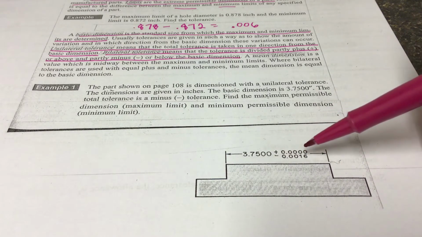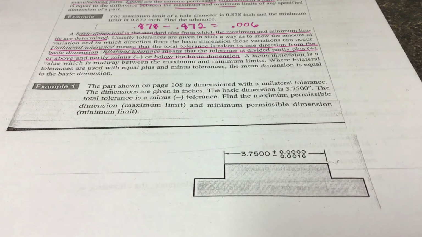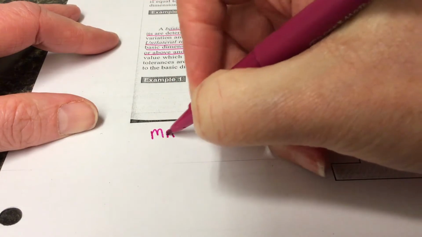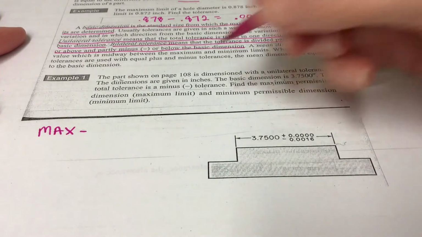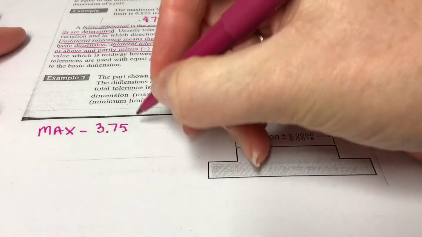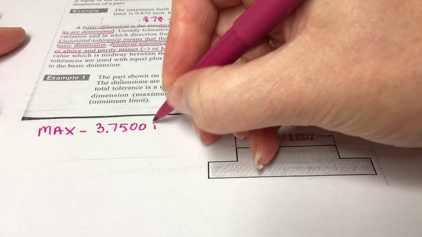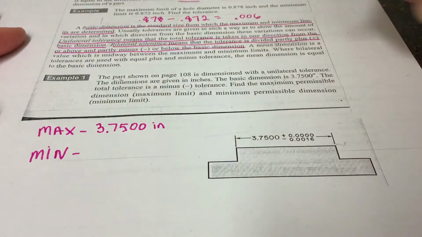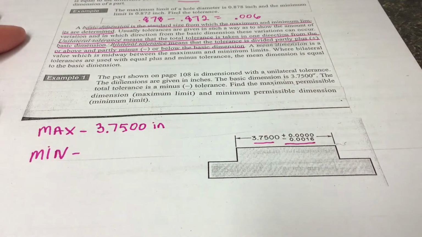See how it says plus 0 and minus 16/10,000ths. So for the maximum dimension, or we call it the maximum limit, we're not adding anything to it because it says plus 0. So it would be 3.7500, and these are in inches. And the minimum we would then find by taking 3.75 and subtracting this amount.